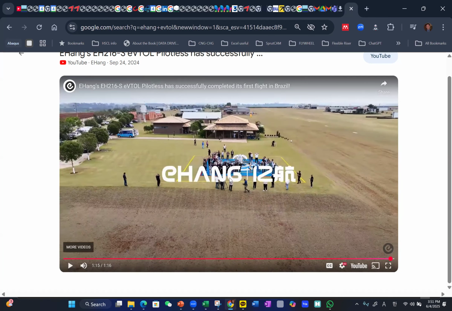Well, EHang is a Chinese company, launched more than 10 years ago, and now is fully successful in commercializing this eVTOL. And again, the structure is mainly made of carbon fiber reinforced plastics and currently a battery system, but our contribution can be to convert the power system into hydrogen.